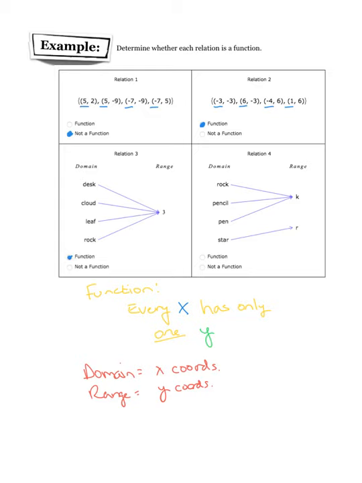Now, let's look at relation 4. We're dealing with words again. We have rock, pencil, pen, and star. Is there more than one arrow going from rock, pencil, pen, or star? No. Even though rock, pencil, and pen go to the same range, it doesn't matter. There is one arrow, so it is a function. Each member of the domain has only one y, so it is a function.